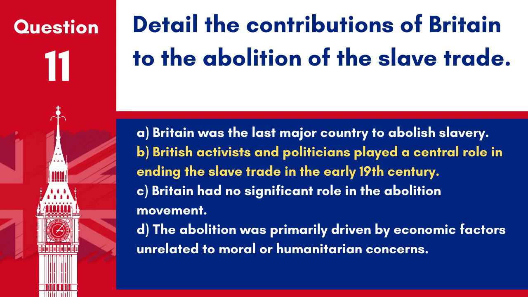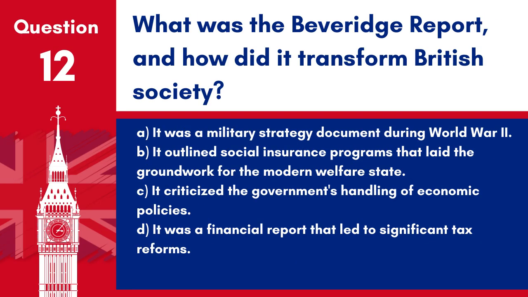Answer: B. British activists and politicians played a central role in ending the slave trade in the early 19th century. Figures such as William Wilberforce led campaigns that culminated in the Slavery Abolition Act 1833. Question 12. What was the Beveridge Report and how did it transform British society?